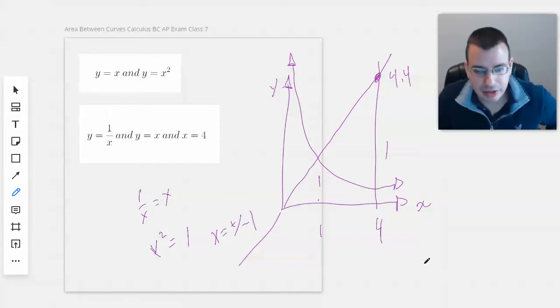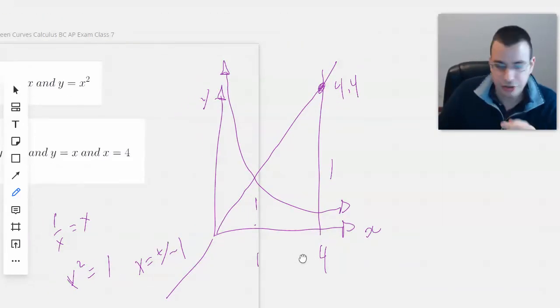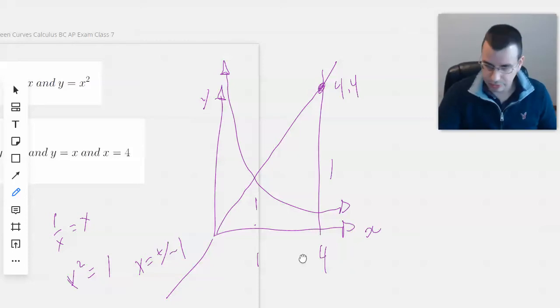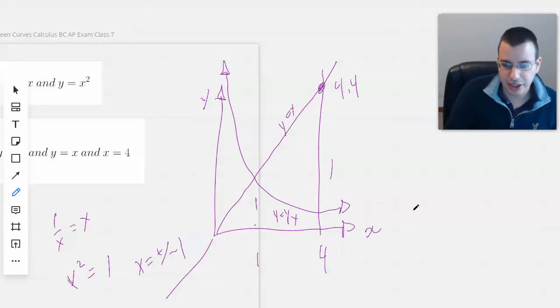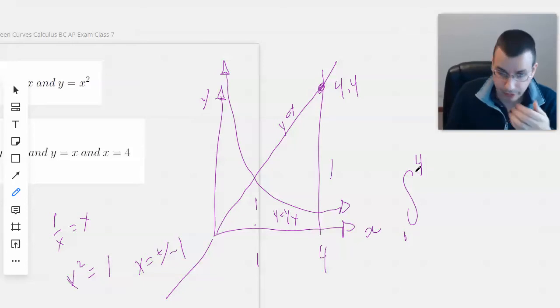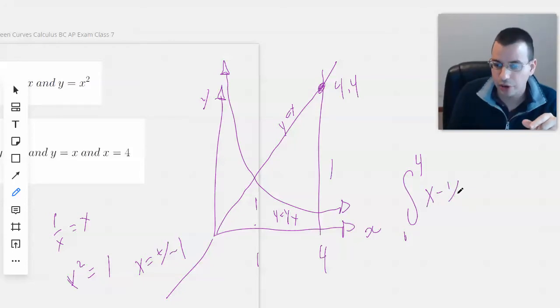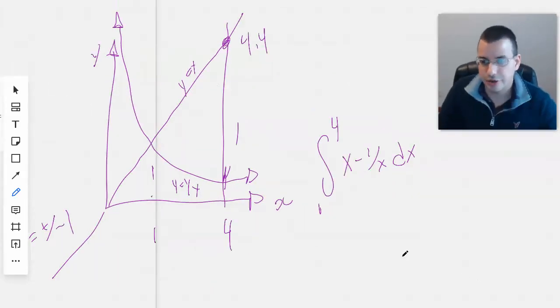So moving back, we want to find this area right here. To do that, we have y equals x and y equals 1 over x, and we're going to integrate from 1, this point here, to 4, of x minus 1 over x dx. We stop at 4 because this is where our line ends. So that is the enclosed area.